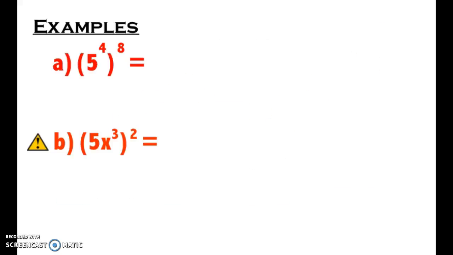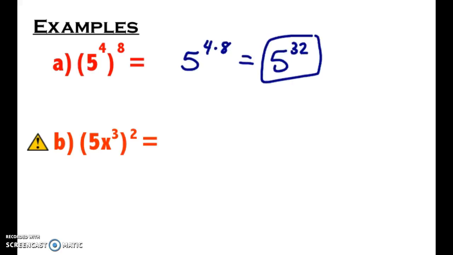The first one is this, 5 to the 4th all to the 8th power. Based on our rule, we could just figure out that this must be 5 to the 4 times 8, or 5 to the 32nd power. And this is probably one I wouldn't want to write out because I wouldn't be interested in writing 32 5s. So I'd probably start with a smaller example and see, oh yeah, I remember I'm multiplying those exponents.